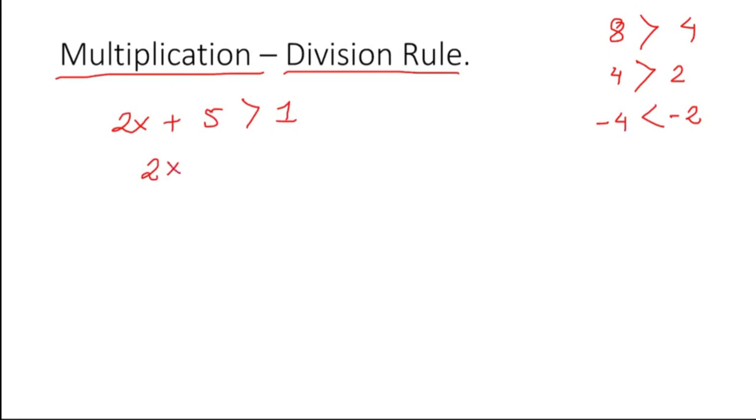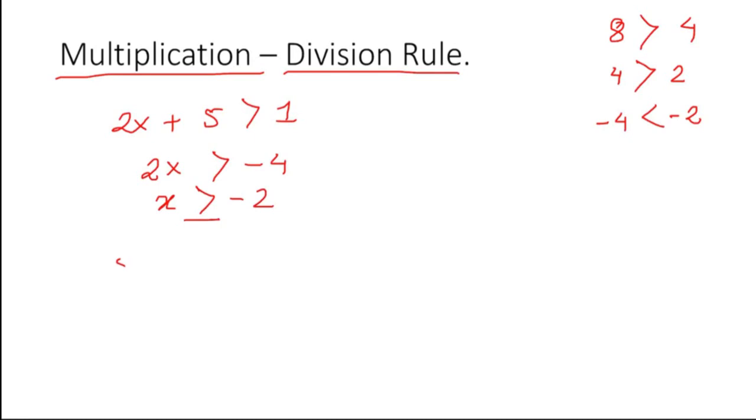Now on this side of the inequality I have 2x. On this side, since I am subtracting 5 from both sides or adding minus 5, this side would become minus 4. Now in order to simplify this inequality and get a value of x, I need to divide both sides by 2. So x is greater than minus 2. Now please observe, since I divided the inequality by a positive number, the sign of the inequality did not change. So the sign remains the same.